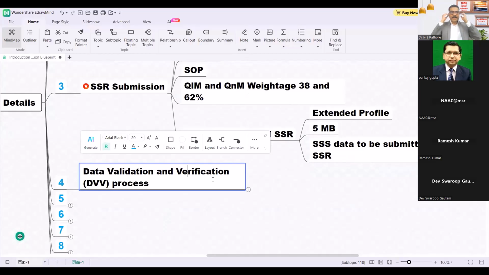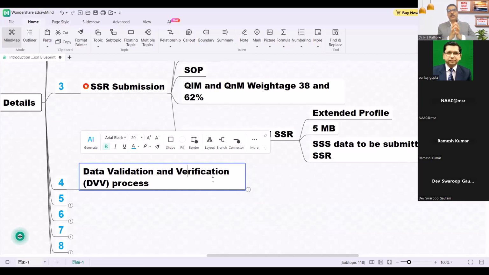Now, what is this data validation? In abbreviation, it is known as the DVV, so data validation and verification. Whatever SSR or document that we have submitted would not be verified by the NAAC officials, like the advisor, deputy advisor, and assistant advisors; neither will their staff look into it. NAAC has hired some agencies which have been selected based on a rigorous procedure, and these agencies are specialized in document verification, basically IT firms.